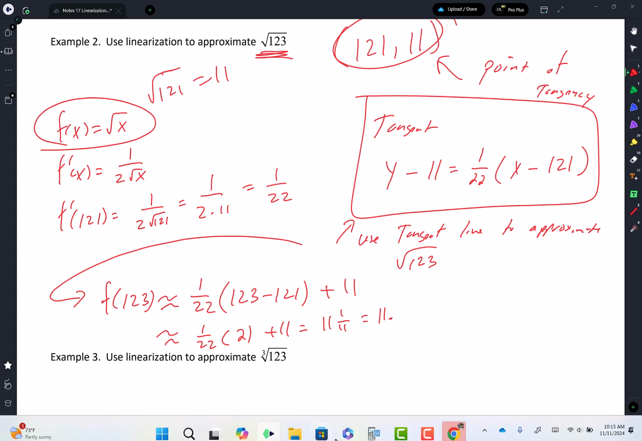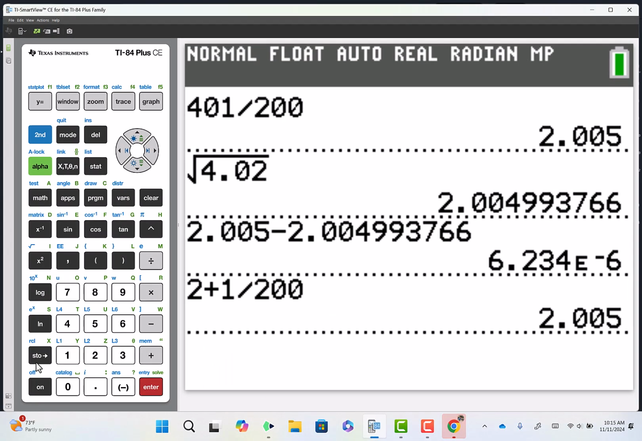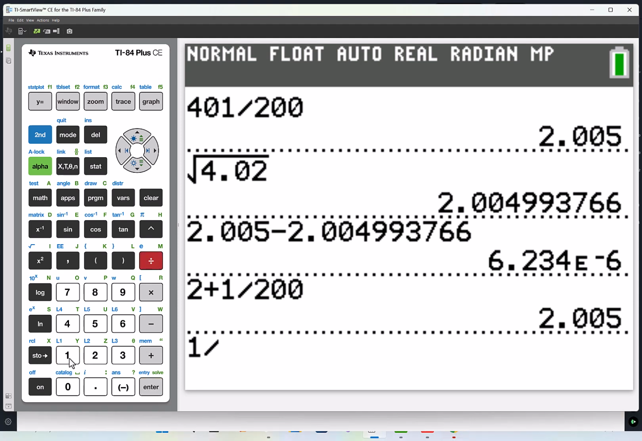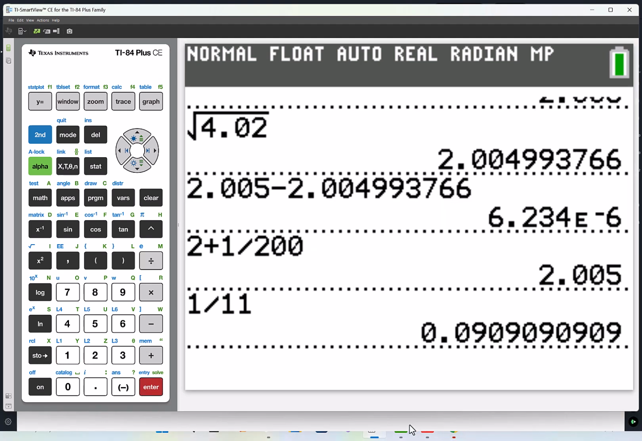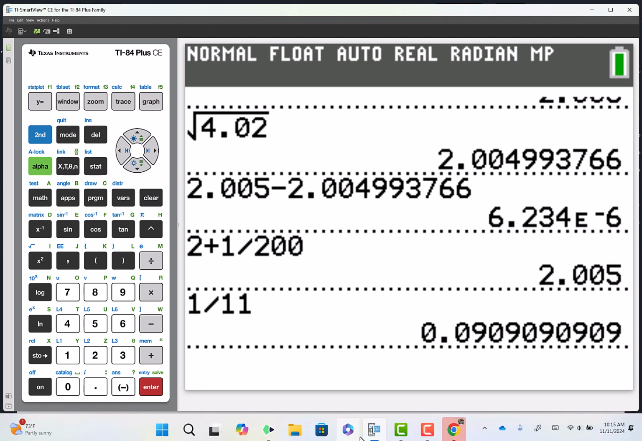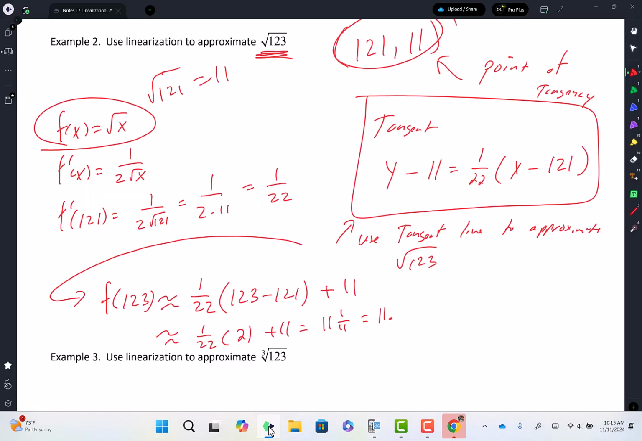11 point, what's 1 over 11? 1 divided by 11. I feel like it's a repeating one. 0.090909090909. Love it. 09090909 goes on forever. That's the approximate. That's all it wants. Easier to say to approximate.